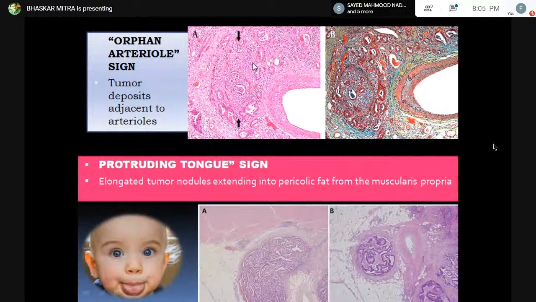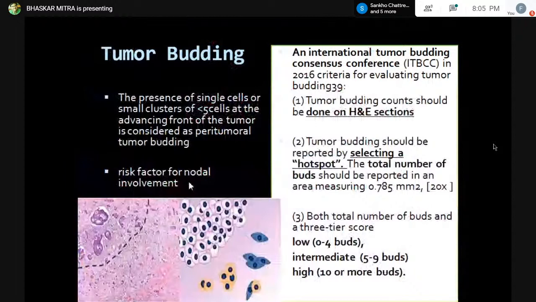Now coming to the newer concept of tumor budding. Very less commonly we report this, but in the CAP protocol they say that you have to add this because it has an important prognostic significance. I will discuss this in detail. What is tumor budding?